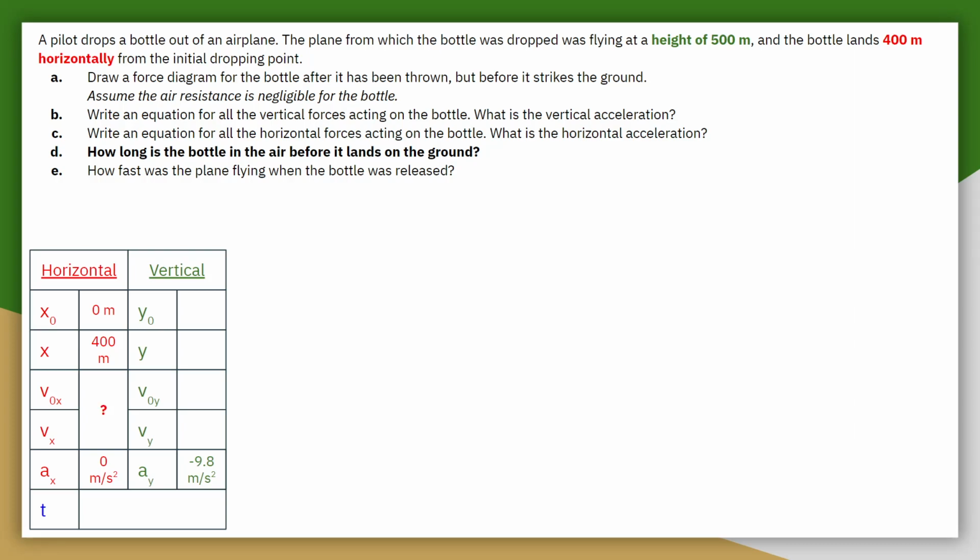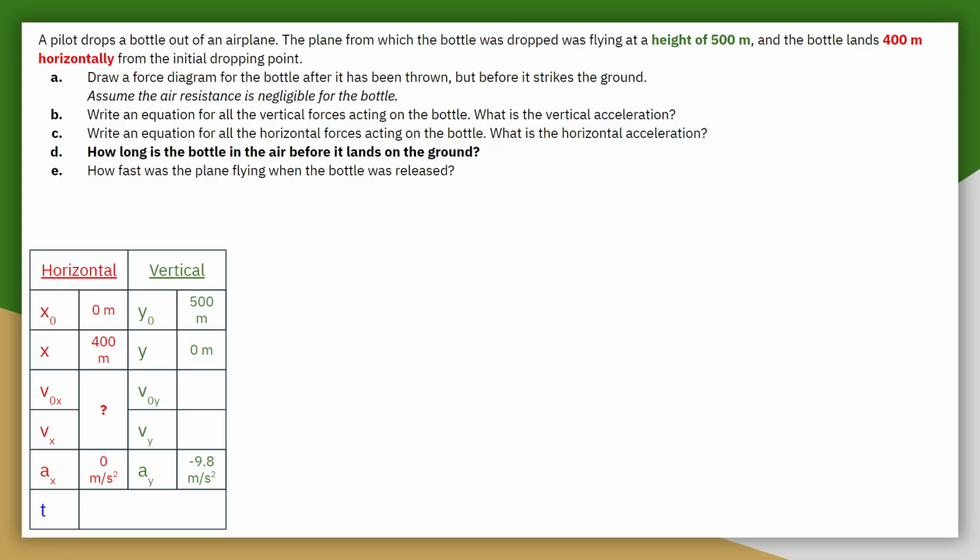We are not told our initial horizontal velocity. And because our acceleration horizontally is 0, we also do not know our final horizontal velocity. These two velocities should be the same for the horizontal motion because the acceleration is 0. Now, when it comes time for our vertical variables, we know that the bottle was dropped at a height of 500 meters. That would be our starting vertical position. And the final vertical position would be the height of the ground, which would be 0 meters.